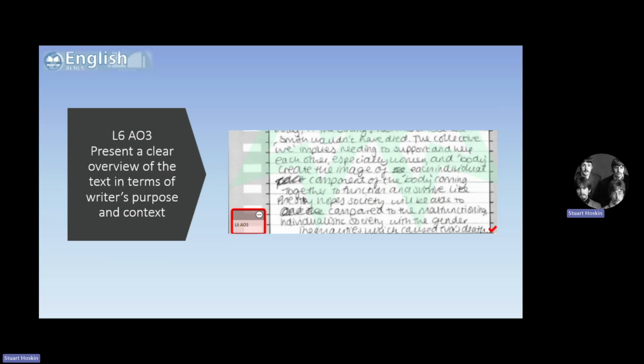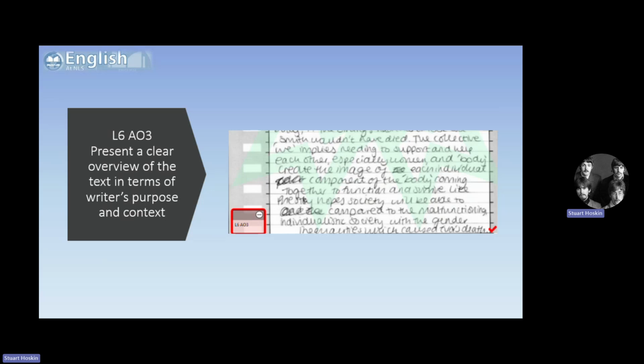So it's getting the bigger ideas in at the heart of what you're saying, or coming out of what you're saying there. And in terms of the idea of discursive writing and building on it, again, it's really where you go after this point. It's a lovely put in here, the collective we need support and help each other, especially women. Body creates the image of this coming together to function, survive, like Priestley hopes society will be able to.